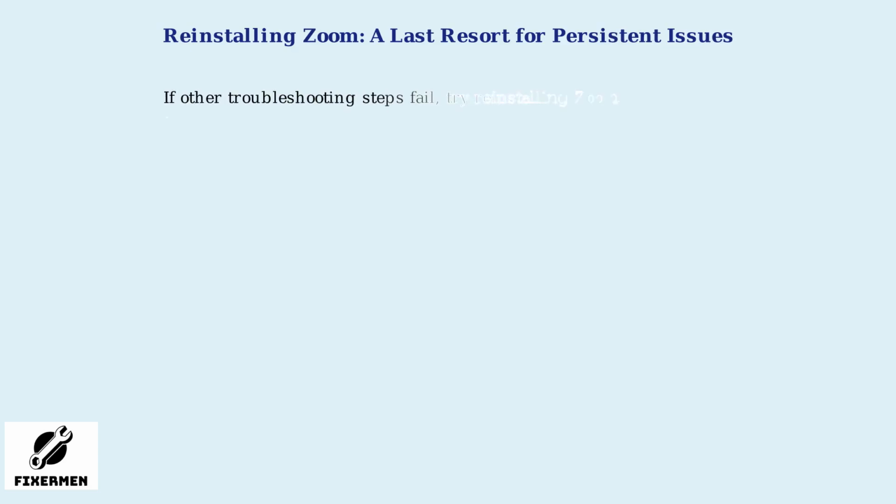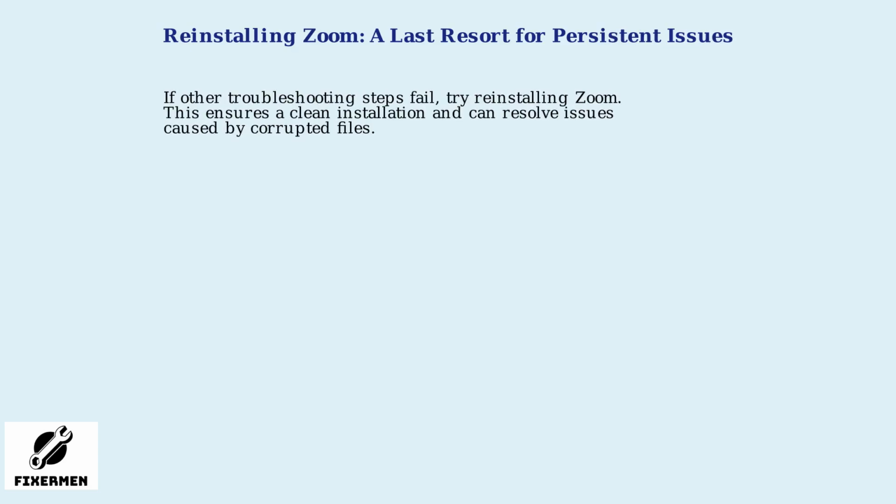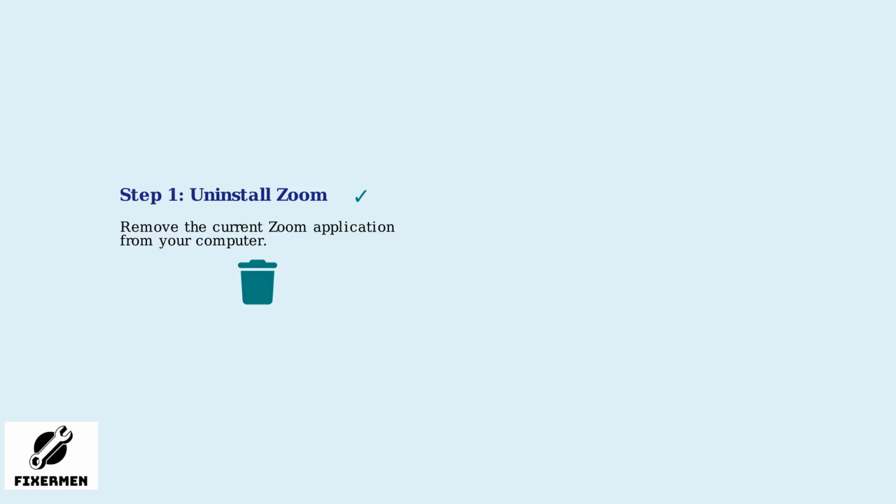Reinstalling Zoom is often the last resort when other troubleshooting steps haven't resolved persistent crashing issues. This process removes any corrupted files and provides a completely fresh installation of the application. First, uninstall the current Zoom application from your computer. On Windows, use the Settings app or Control panel. On Mac, drag Zoom to the trash from applications.